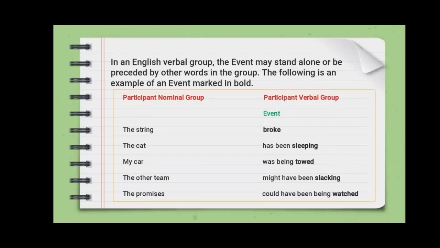So the next example is the other team might have been slacking. The other team here also shows the participant nominal group and slacking here shows the event. So the last example is the promises could have been being watched. The promises here shows the participant nominal group, so watched here is the event.